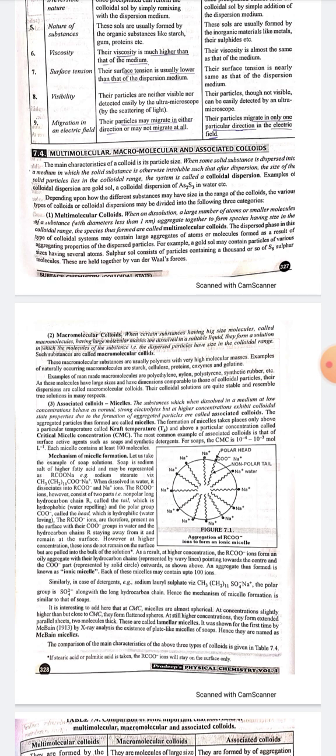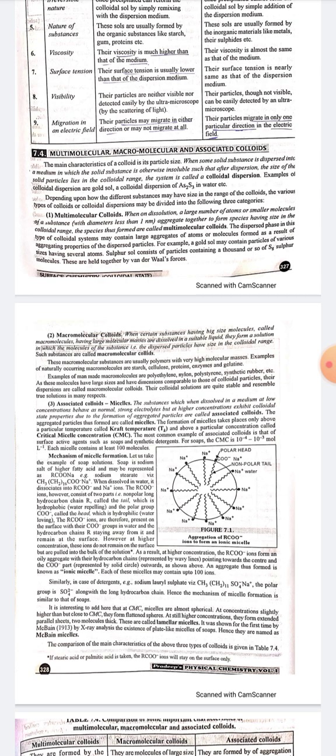Macromolecular colloids. When certain substances having big size molecules, called macromolecules, having large molecular mass are dissolved in a suitable liquid, they form a solution in which the molecule of the substance, that is the dispersed particle, has a size in the colloidal range. Such substances are called macromolecular colloids. These macromolecular substances are usually polymers with very high molecular masses.